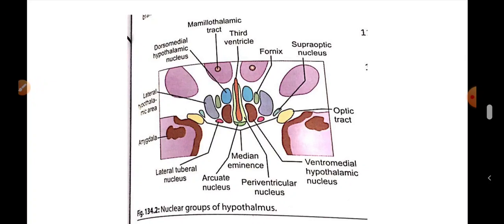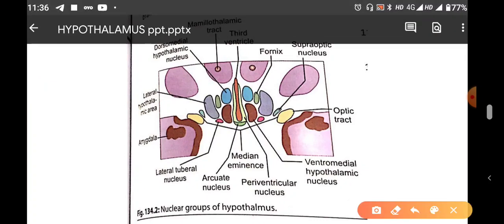Then you can see the lateral hypothalamic areas. Then there is a lateral tuberal nucleus. Just below the third ventricle you can see arcuate nucleus. Periventricular nucleus is there. This one is the ventromedial nucleus. So all these nuclei are arranged just beside this third ventricle. So you can divide this hypothalamic nuclei from medial to lateral zone or also from anterior to posterior. So from anterior to posterior is preoptic region, supraoptic region, tuberal region and the mammillary region.